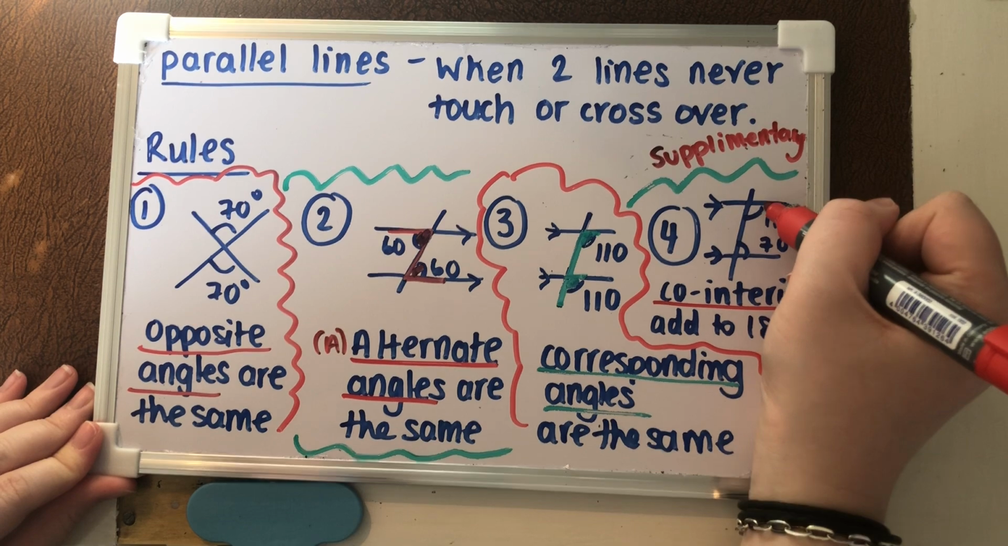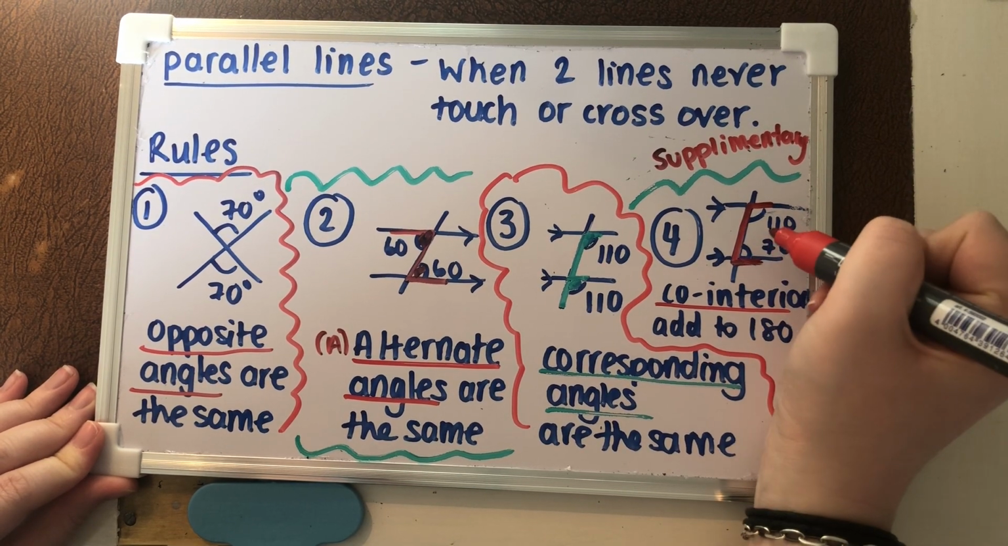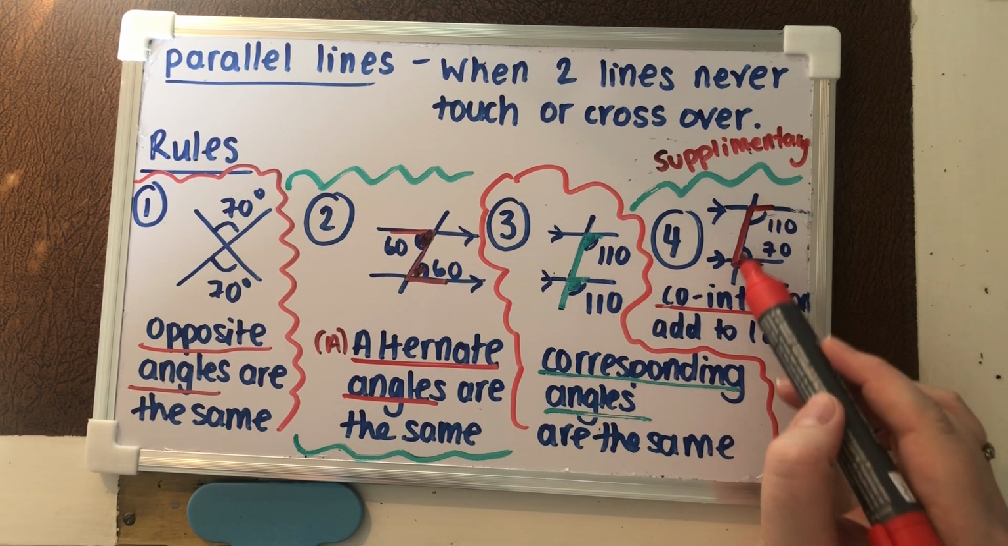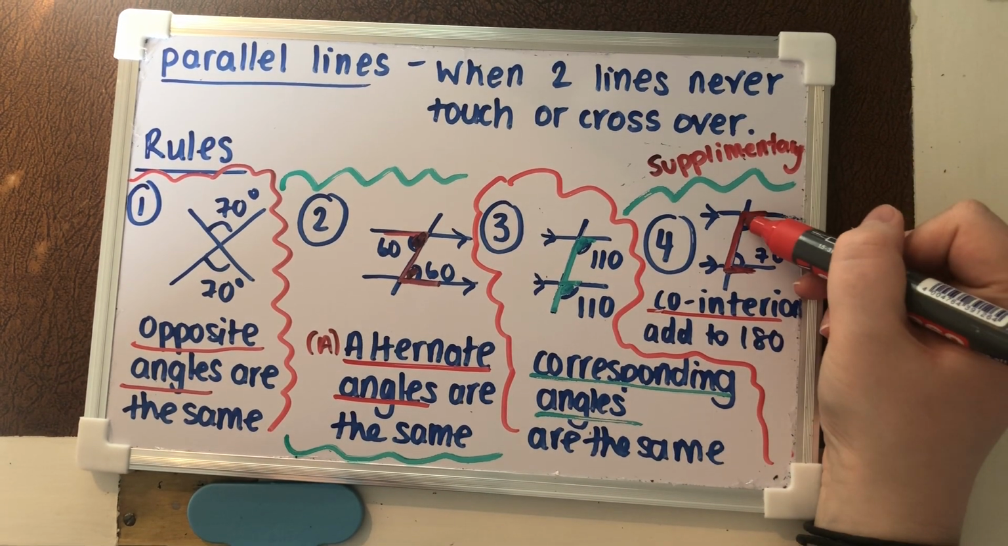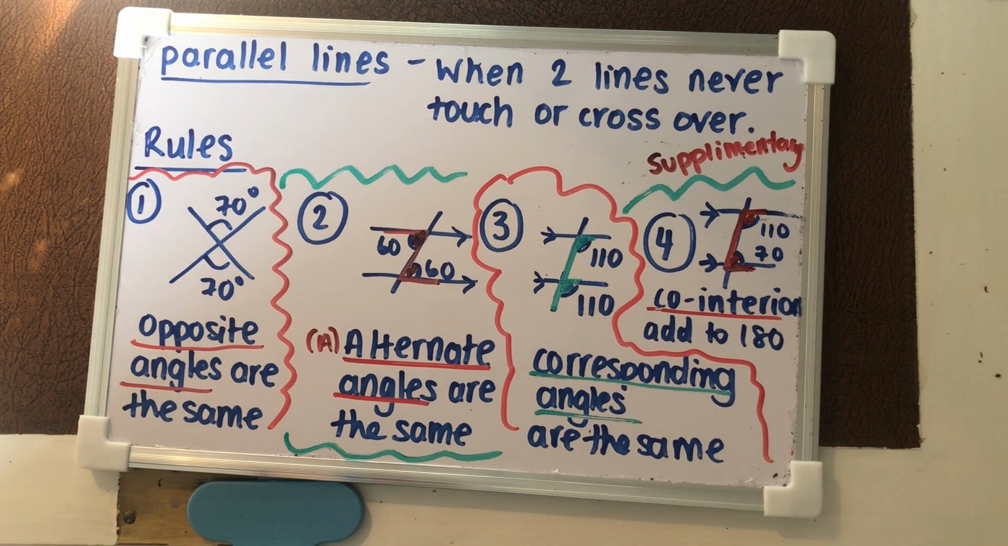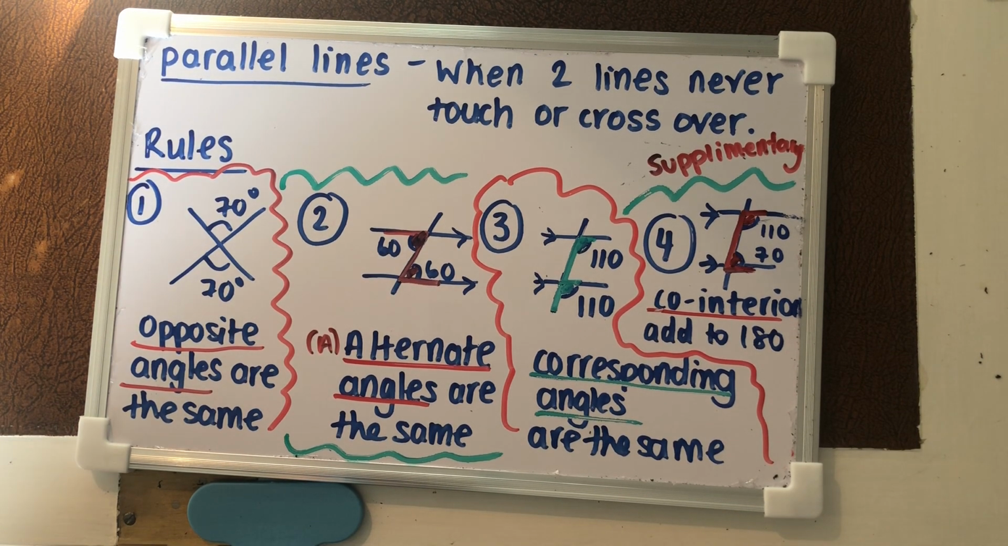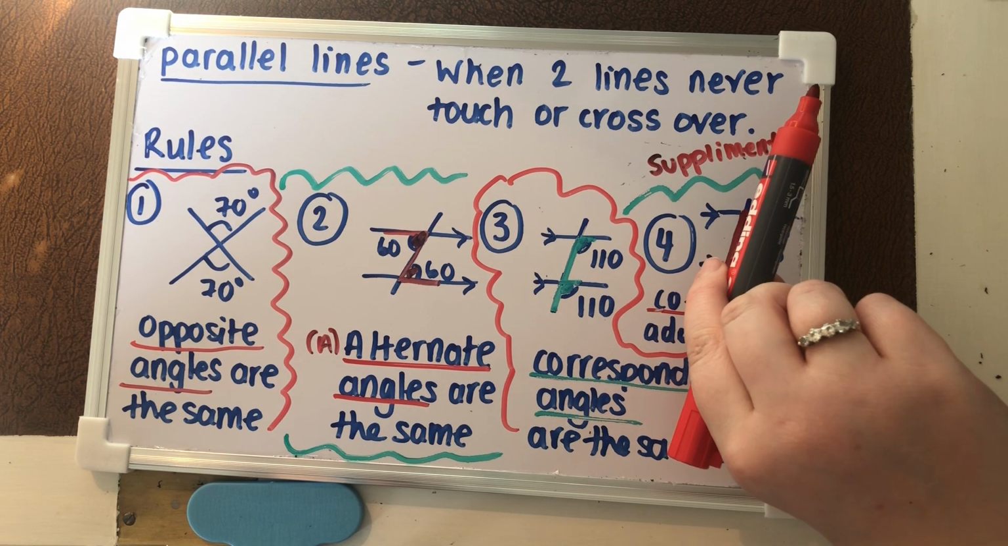This one does also, again, have a letter for it, which is also why I like co-interior, because co starts with a C and it creates a C shape, and it's the angles inside of that C shape that will add up to 180. You can think of it as well as like train tracks, so the angles in train tracks are the same, but they have to be on the same side of that line going down.